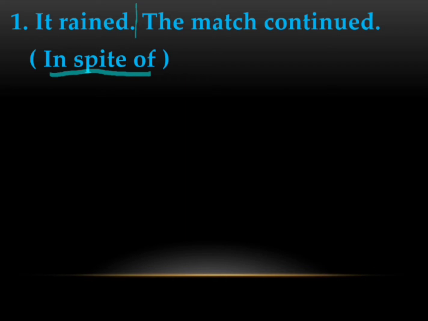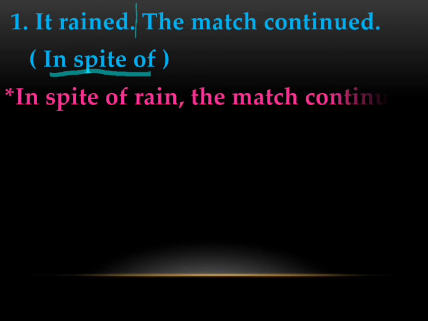We have to begin the sentence with in spite of. In spite of rain, the match continued. So this in spite of rain, this is a phrase. In spite of rain is a phrase, and this part is the main clause.